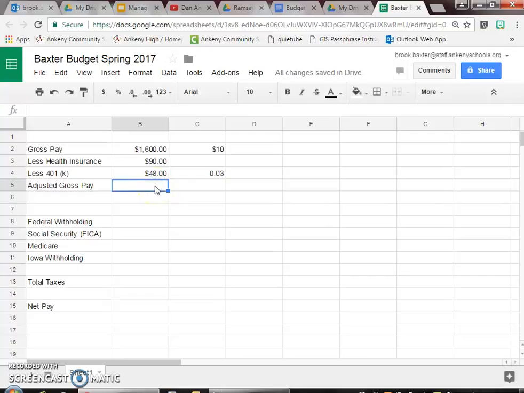All right, now we're going to figure adjusted gross pay. Adjusted gross pay is gross pay minus health insurance minus 401k. So we are going to do an equal sign again for your formula. Take your gross pay minus health insurance minus 401k. And then press enter when you have your formula done.